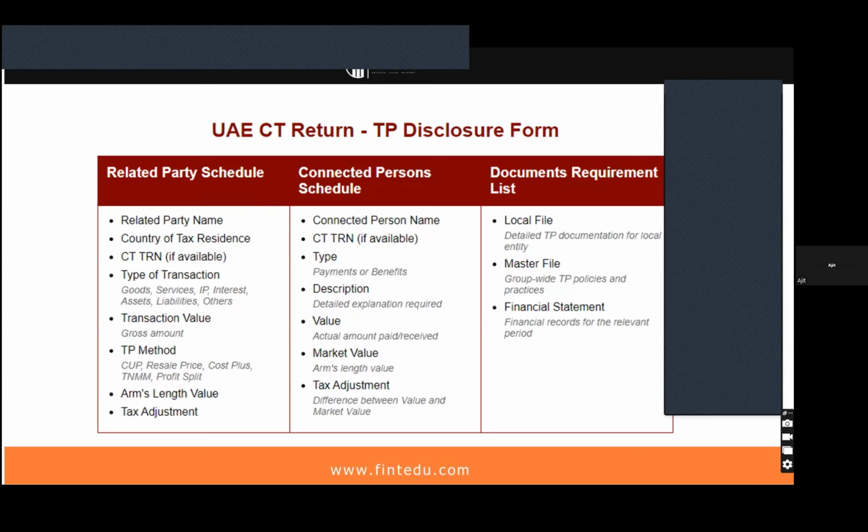Similar to the related party schedule, for the connected person we have the connected person name, TRN number if available, and the type, whether it is payments or benefit. Now this is very important when we talk about this section, Article 36: we always talk about payment to connected person, but the term is payment or benefit. So even if some benefit is provided, let's say a villa is provided by the company to the owner, that is a benefit, so that is also covered here. So payments or benefit, and then detailed description, value of the transactions, market value meaning the arm's length value, and the tax adjustment. The adjustment will be the difference between the value of the payment and the market value.